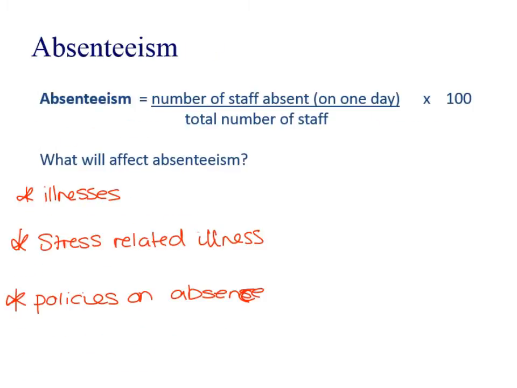So absenteeism is measuring the number of staff absent, usually on one day. So it's just a percentage again, so number of staff absent divided by total number of staff times 100. And again, we're not just necessarily looking at people skiving. We're also looking at people maybe taking time off because they're ill, maybe they're under a lot of stress, but also maybe people who have just got a little bit of a sniffle and they're like, I can't be bothered today. So policies on absence as well, whether it's frowned upon, will have an effect.